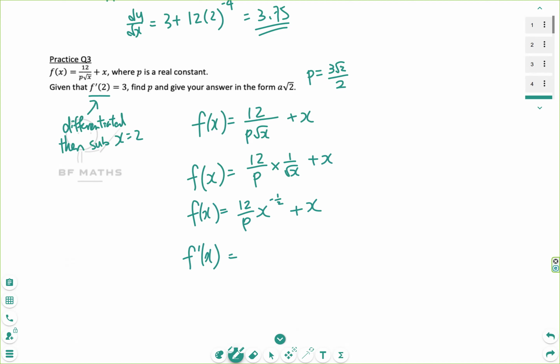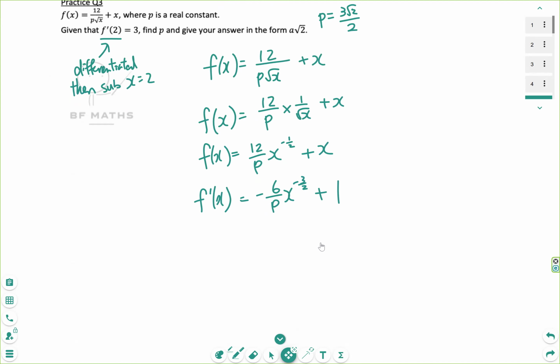Multiply by the power, so it'll be negative. So the half and the 12 will cancel, it'll be 6 over p, x to the power of minus 3 over 2, plus 1. Differentiate x is just the coefficient, which is 1. All right, differentiate x is 1. So I'm told, okay, substitute 2 in there. So f dash 2 equals minus 6 over p times 2 to the power of minus 3 over 2, plus 1. And I'm told this equals 3.